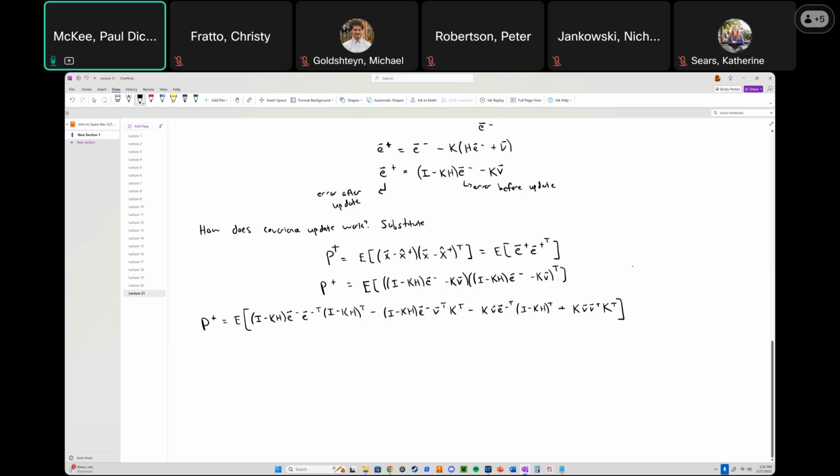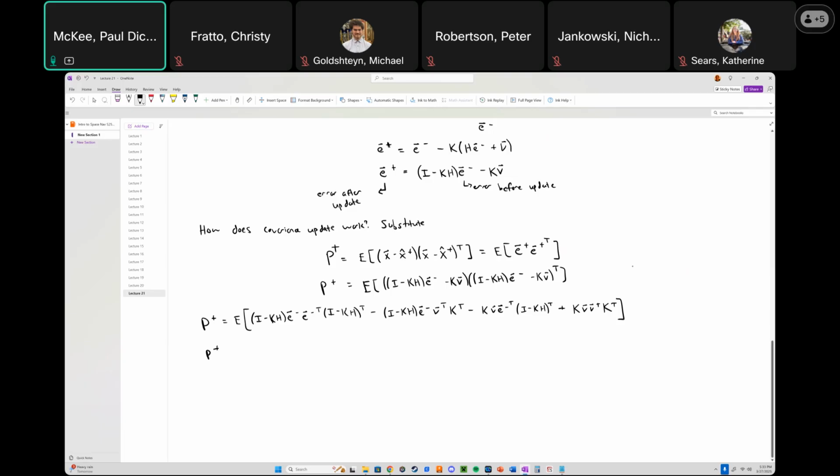Now, remember that expected value kind of shrinks and hones in on the things that are actually random in nature, right? So the identity matrix is not random. Kalman gain is not random. H, our measurement sensitivity matrix, is not random, but there's going to be a random element to our error. There's going to be a random element to our noise. So it's the E's and the nus where the expected value operator focuses.